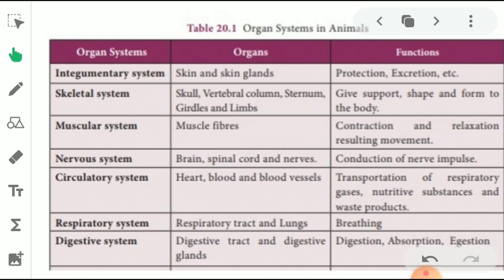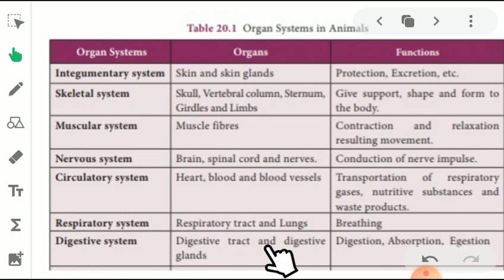They give support and shape to form the body. Muscular system: muscle fibers, contraction and relaxation resulting in movement. Nervous system: brain, spinal cord and nerves, conduction of nerve impulses. Circulatory system: heart and blood vessels, transportation of respiratory gases, nutritive substances and waste products. Respiratory system: respiratory tract and lungs, breathing.